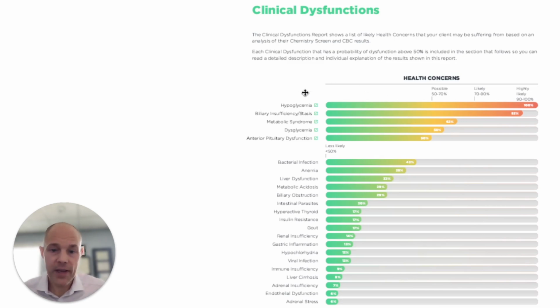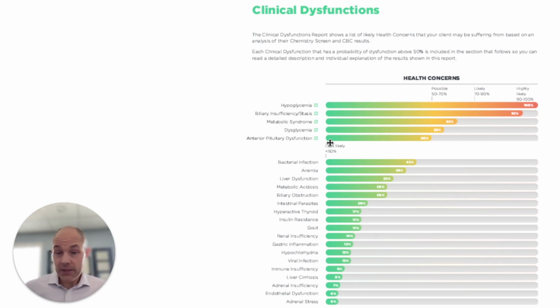And then last but not least, going down here, our report can give us a breakdown of clinical dysfunctions. So once we get a blood chemistry analysis, we throw it through this report, not only are we getting possibilities and probabilities or nutrient deficiencies, individual markers, what they mean, then we're going to look at specific health concerns. So clinical dysfunctions in this particular situation, as a reference, hypoglycemia or biliary insufficiency, metabolic syndrome, dysglycemia, so glycemic imbalance, and anterior pituitary dysfunction. And like, well, how'd you come up with this?